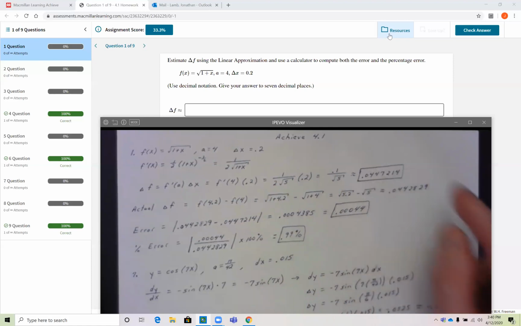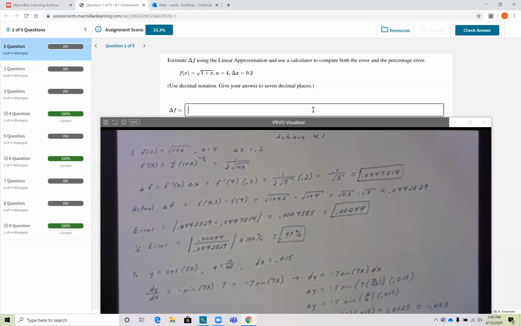I went to my calculator and I got this answer. Now, on Achieve, it's asking us to give that answer to 7 decimal places, so I rounded to 7 decimal places there. I checked this out on it. I get 0.0447214, and I believe that's going to be the first answer there.